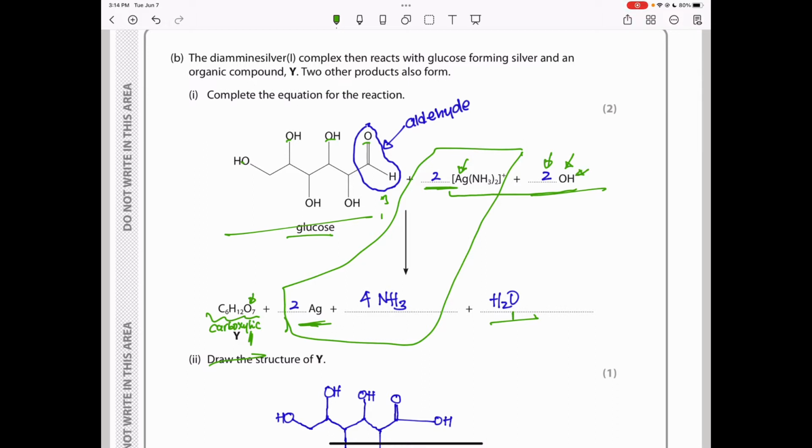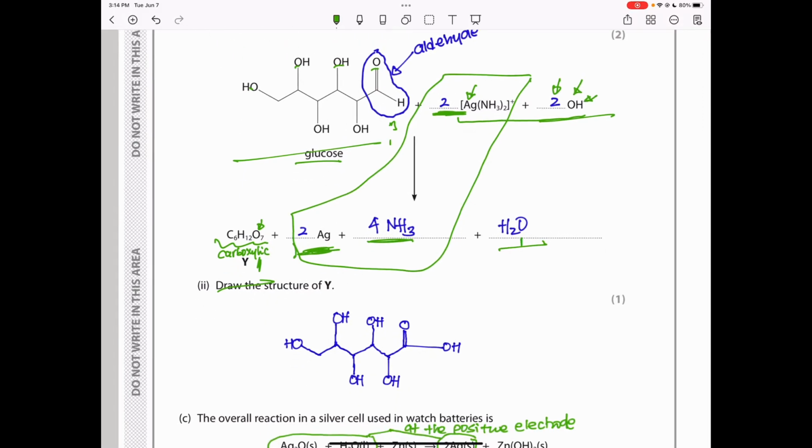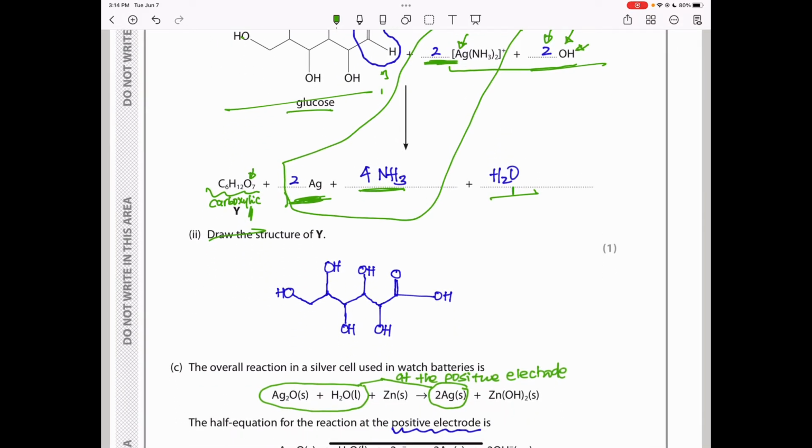Of course, in a redox reaction, the charge has to be balanced as well. So to balance the charge, this is going to be a 2. And when it becomes a 2, it means silvers are going to be 2 and the ammonias are going to be twice that, which brings us to 4. The next part says, draw the structure of Y.